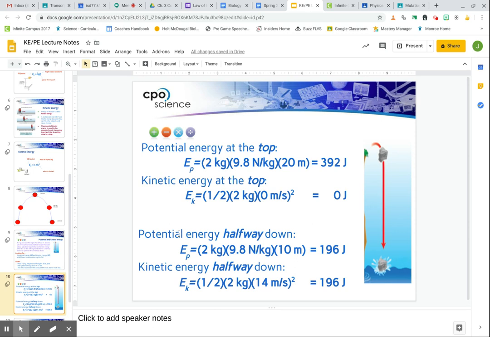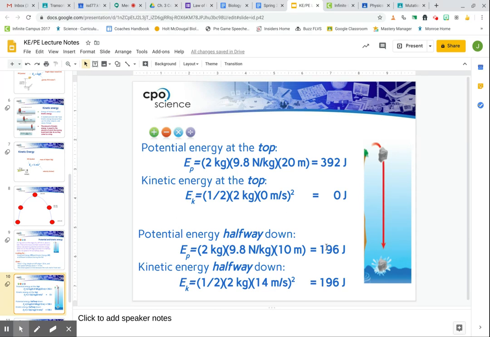Now, when I'm halfway down, imagine this rock is falling halfway down, and it's right here. Now it's gone from 20 meters to 10 meters. So when I calculate its potential energy, the thing that we have to understand is that the mass doesn't change, so it's still 2 kilograms. We times that by 9.8, which doesn't change. And then we times that by 10, which is now half of the distance down from the fall. So half of 20 is 10. I get 196 joules. So somehow I've lost 196 joules.